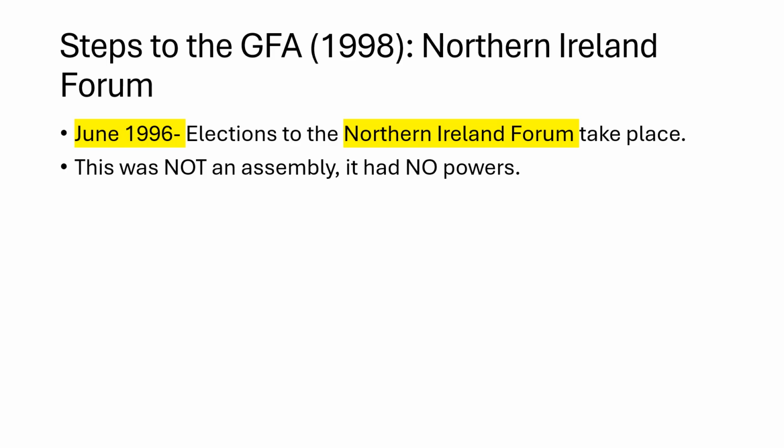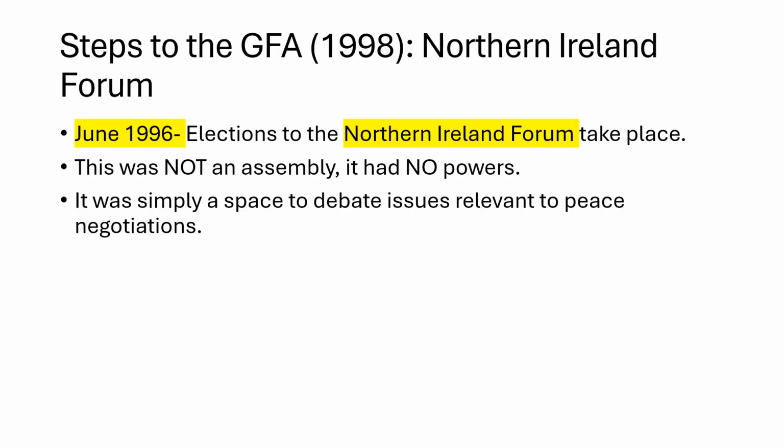It had no powers. It was essentially a group of seats for politicians who would be voted in to have discussions and debates and try and find areas of agreement between them with regards to the peace process. So it's simply a space to debate issues relevant to peace negotiations. Political parties only could stand, they had to win votes, and then they could have conversations and debates in this forum, which would help to move the conversation on the peace process along. But it didn't have any official powers. Okay, that is the next big step, the Northern Ireland Forum.